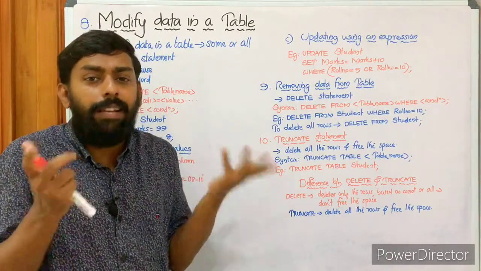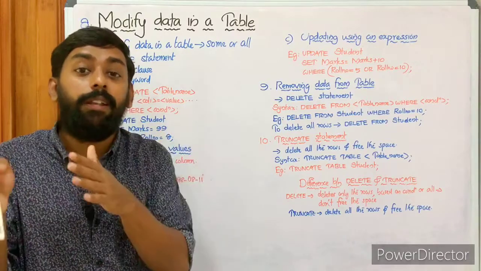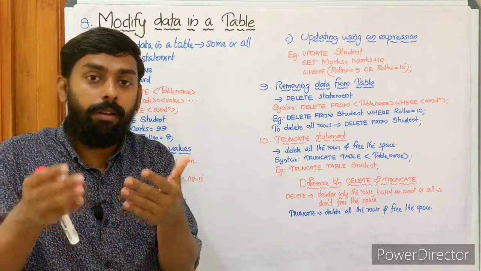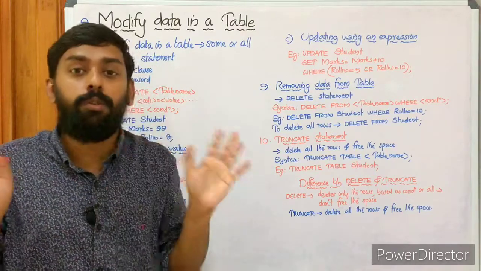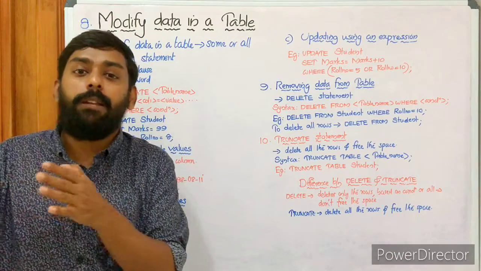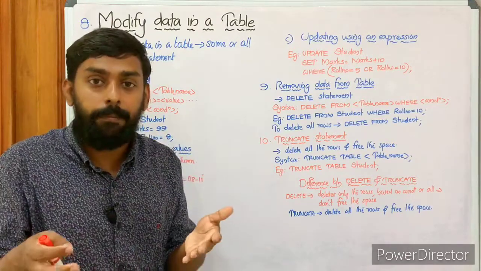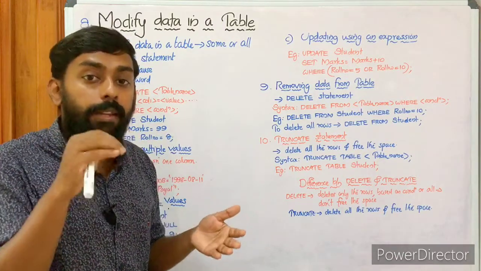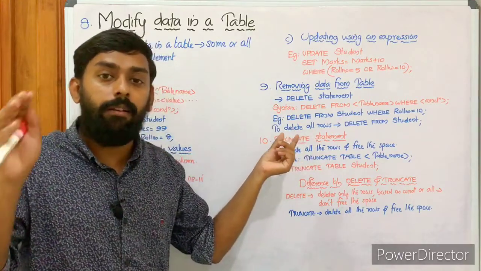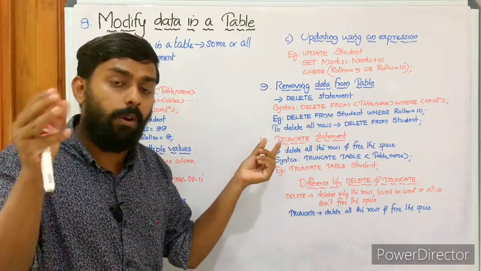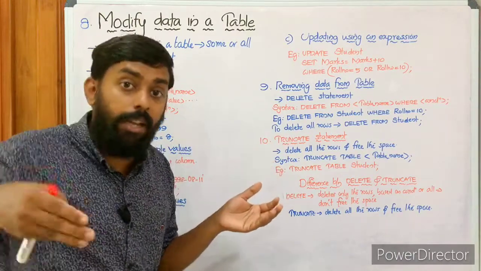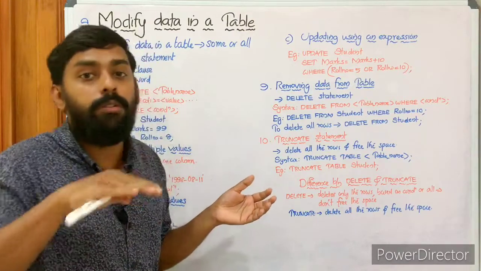Why are we not applying delete? Because delete deletes only the data, and the memory will remain used. But truncate not only deletes the data but also frees the memory space used by the deleted data. Delete only deletes the data; the memory consumed by the deleted data will remain used. Hope you get it.